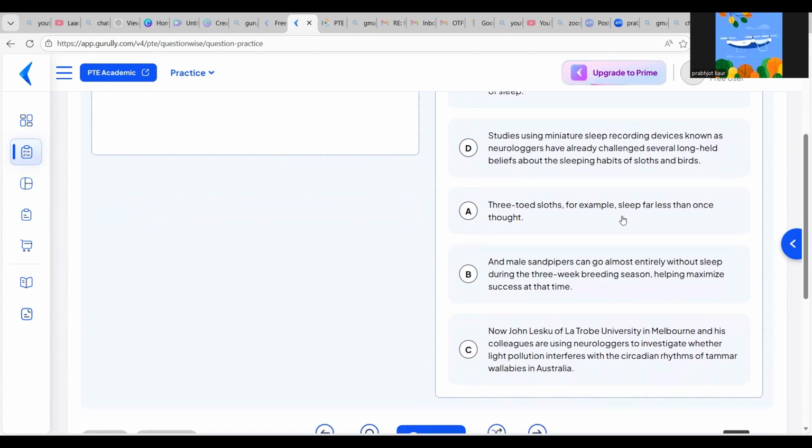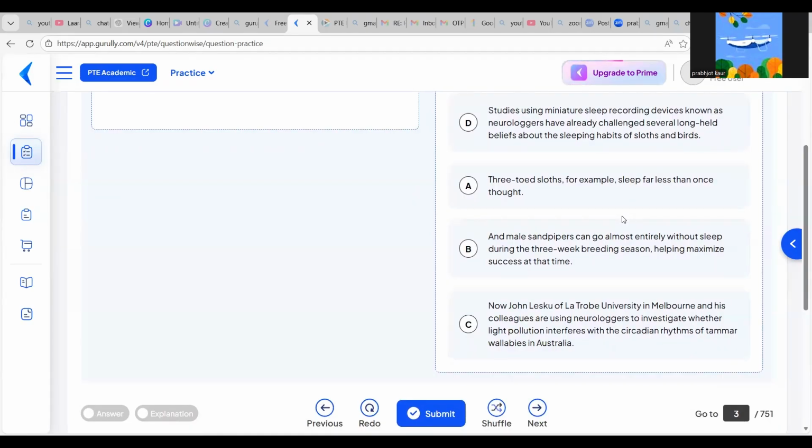After that, male sandpipers. The keyword "and" means this cannot start a paragraph. It adds another example.